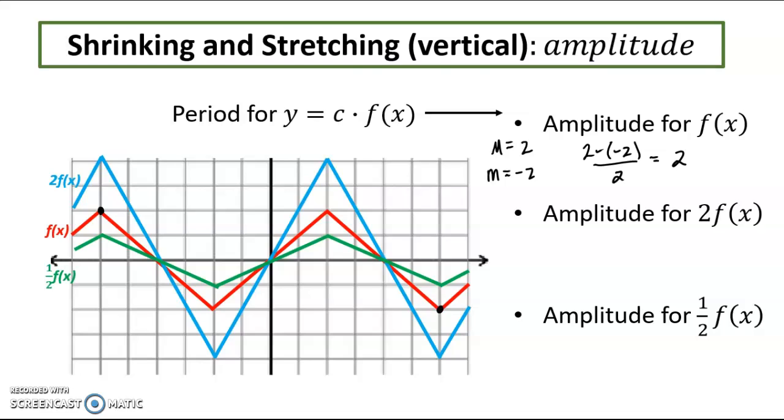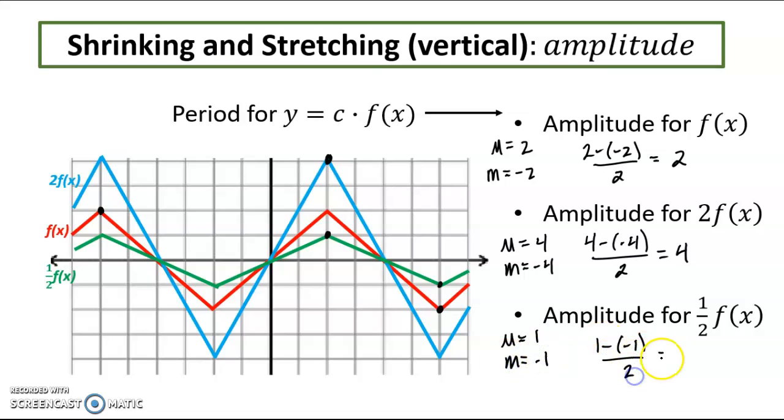Okay, so now when I check out my amplitude for 2 times f of x, my maximum point is 4, my minimum point is -4. Max minus min divided by 2 gives me an amplitude of 4. On my green graph, my vertical shrink, my maximum value is 1. My minimum value is -1. So that gives me an amplitude of 1. Again, I have all the notes on one slide for you.